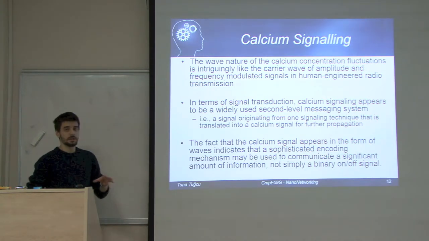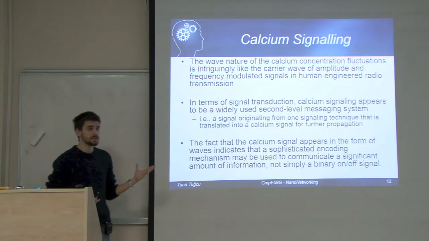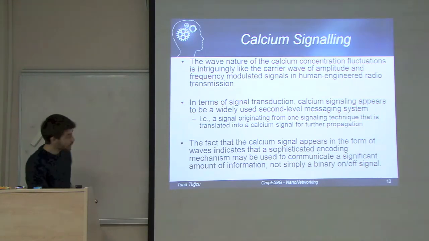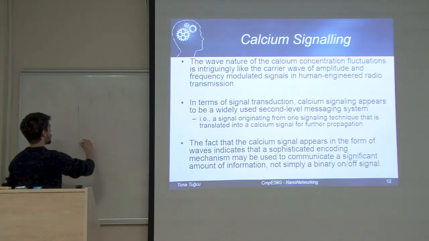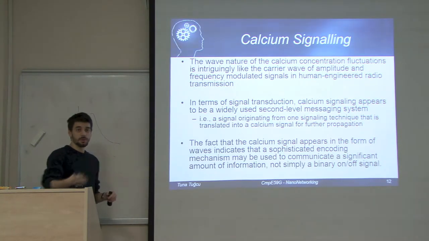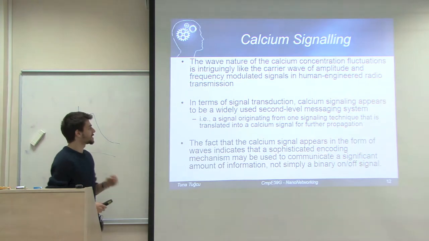There's a wave nature in calcium signaling, and this is very much like the carrier wave of amplitude and frequency modulated signals in human-engineered systems. And as you would imagine, a calcium signal looks like this in nature. This waveform propagates from one cell to another, so it can be used to convey information to the other cells.